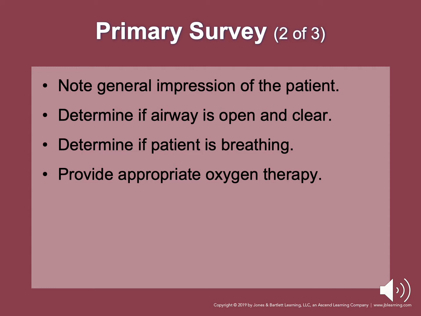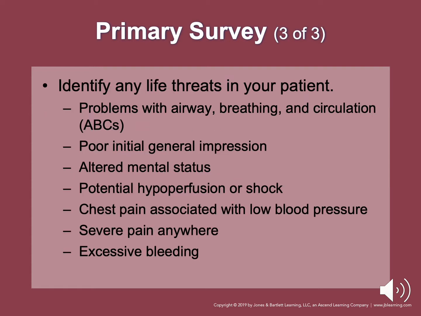Identify life threats in your patients: any problems with ABCs, poor initial general impression, altered mental status, potential hypoperfusion or shock, chest pain associated with low blood pressure, severe pain anywhere, and excess bleeding. If the patient is unstable and there is a possible life threat, address the life threat and proceed with rapid transport. If the patient is stable and there are no life threats, you may decide to perform a thorough secondary assessment on scene after obtaining the patient's history.